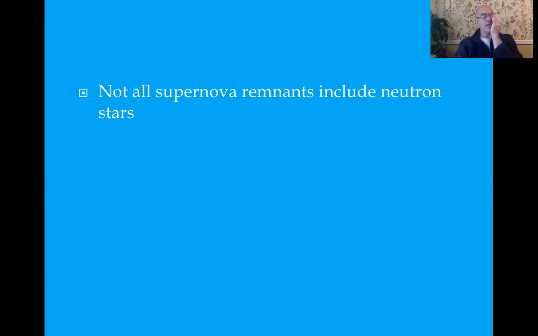So why aren't pulsars detected in all supernova remnants? Well, first of all, not all supernova remnants include neutron stars. You might recall from when we talked about supernovae that if the iron core was between about 1.4 and 3 solar masses, it will produce a neutron star. If it's greater than that, it would probably form a black hole. So not all supernova remnants include neutron stars.